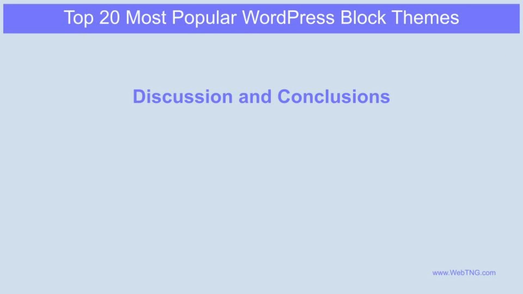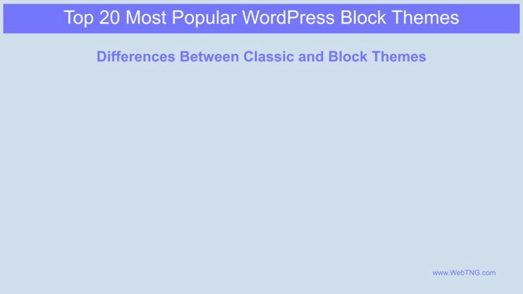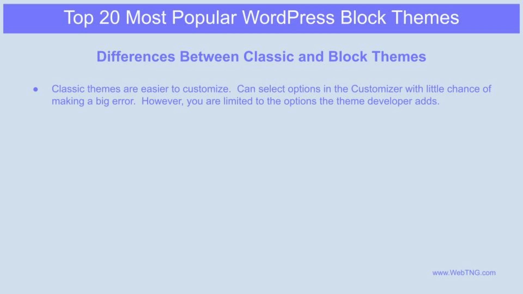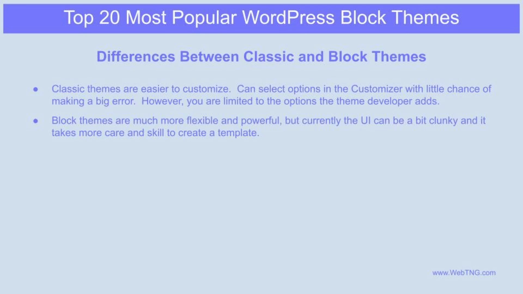All right, so we've looked at the top block themes, at the most popular ones. Now for some discussion and conclusions. In the beginning of the video, I showed the difference between classic and block themes and used as the example hiding a date. Classic themes are easier. You could just click on an option in the customizer, but you're limited to whatever options the theme author makes available. Block themes, on the other hand, you have more control and freedom, but it also requires more skill not to screw it up. You don't have the same guardrails as with the customizer.